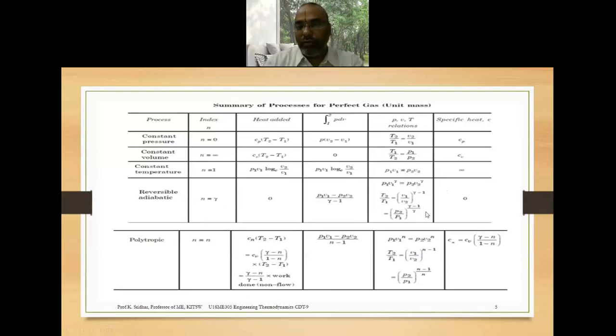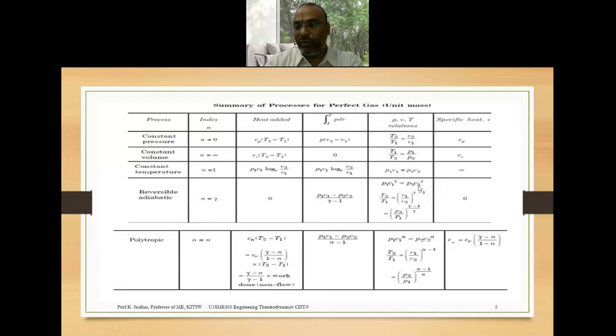And similarly, it is very important to know the PVT relationships. PV to the power of gamma is equivalent to constant, so automatically P1 V1 to the power of gamma is equivalent to P2 V2 to the power of gamma. This equation gives us the relationship between pressure and volume. The second one gives us the information about volume and temperature, that is, T2 by T1 is equivalent to V1 by V2 to the power of gamma minus 1. So there are three important PVT relationships.